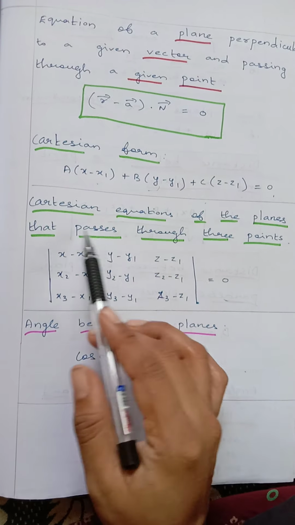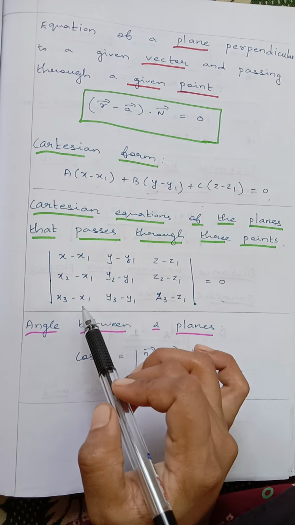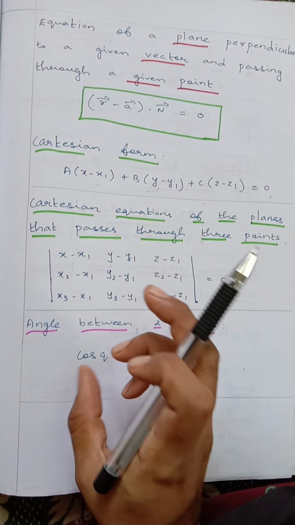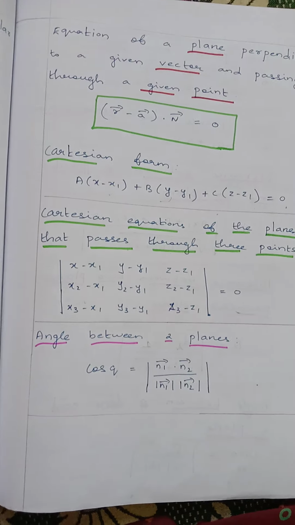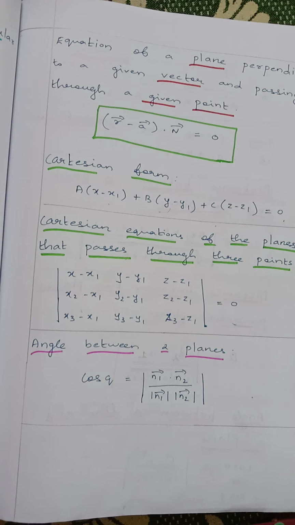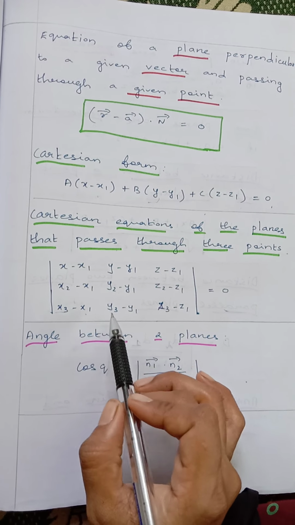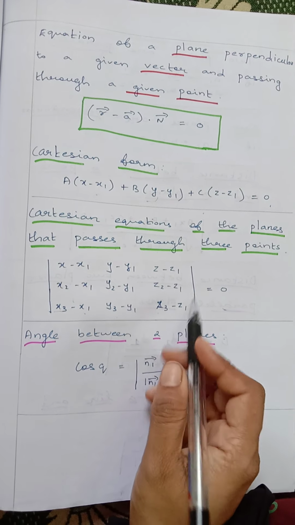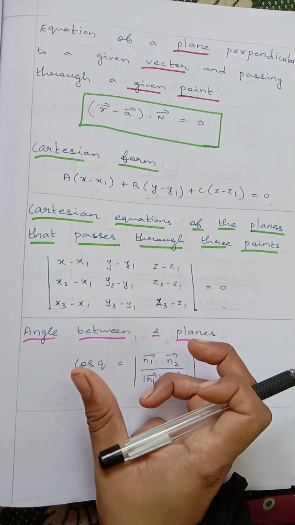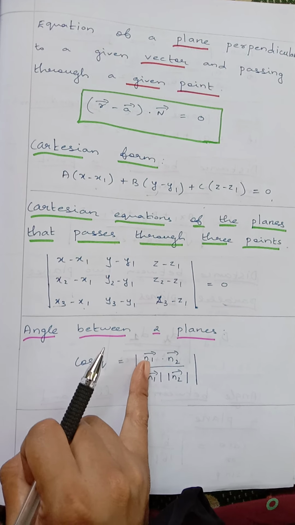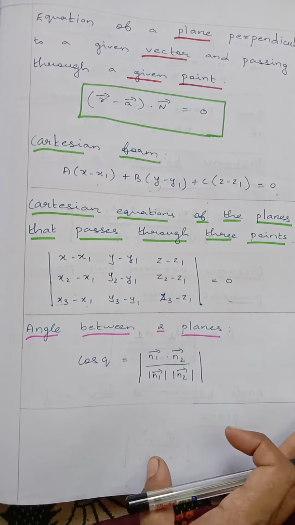Cartesian equation of the plane passing through 3 points: x1 y1 z1, x2 y2 z2, x3 y3 z3. So the Cartesian form is the determinant with rows x minus x1, y minus y1, z minus z1; x2 minus x1, y2 minus y1, z2 minus z1; x3 minus x1, y3 minus y1, z3 minus z1, equal to 0. Okay, wow. Next one is the angle between two planes. The same one, only the letters are different here, right? n1 dot n2 by magnitude of n1 times magnitude of n2.